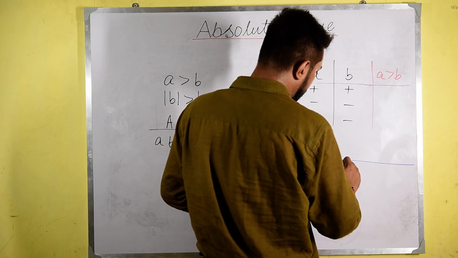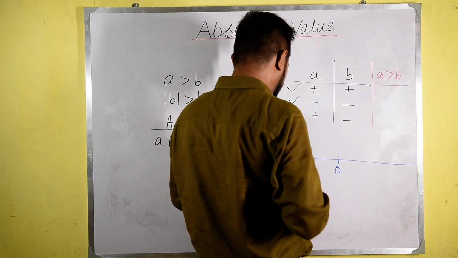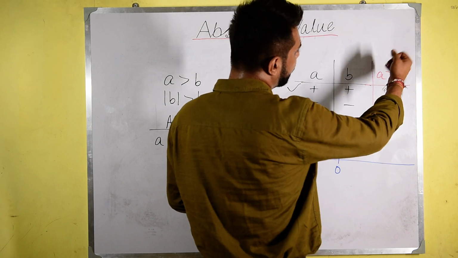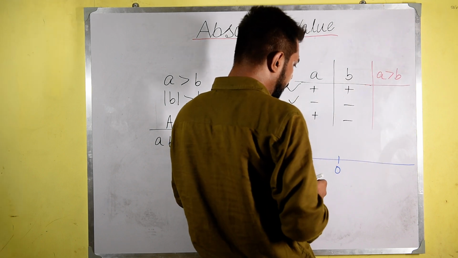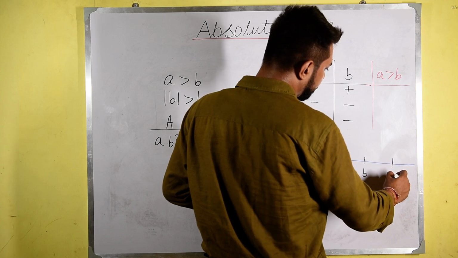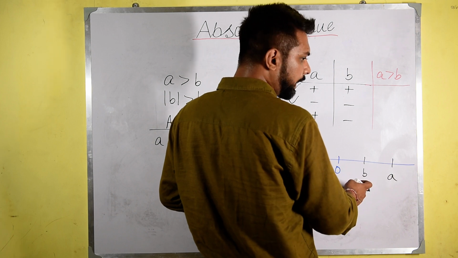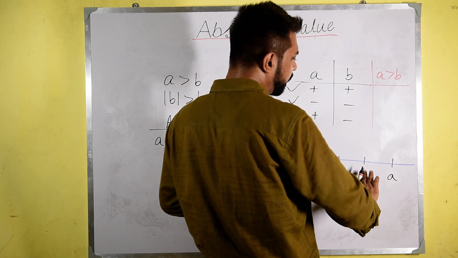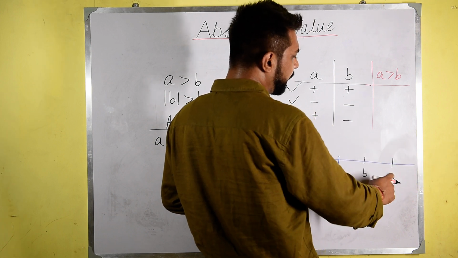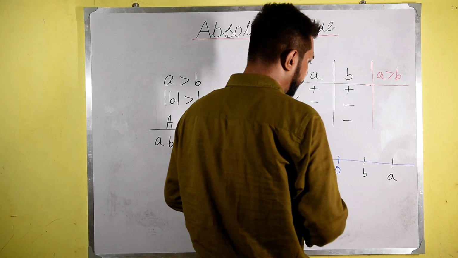So let's say this is 0, the origin. First case, I am saying that A and B both are positive numbers. If A and B are positive numbers and I have to keep A greater than B, then definitely if I am placing B here, then A should be also here. A should be on the right hand side of B, because A should be greater than B, and we know that on the number line if I move to the right hand side, its value will be increasing with respect to any value left of that, right?